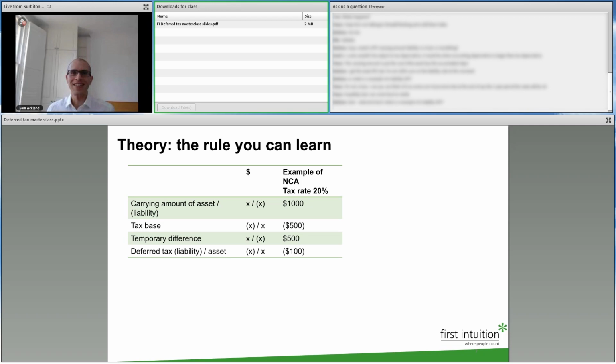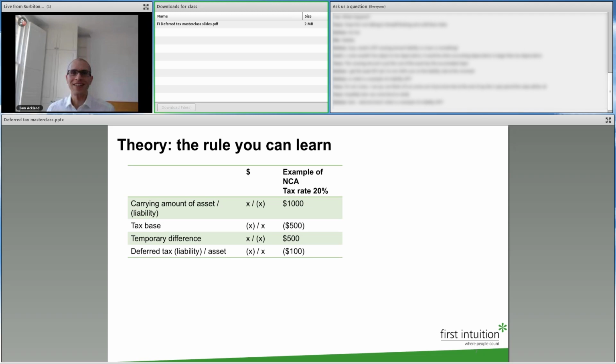Okay, there's also a rule you can learn, and this is in your SBR notes if you're studying for SBR, that essentially if you just plug the figures into this working, you will get to the answer. And we've done that with, let's say, an example of an asset that has a carrying amount of $1,000. We've deducted the tax base from that asset. We get a positive number as our temporary difference. And I change the sign around and times it by the tax rate of 20%. And that essentially means that I have a deferred tax liability here of $100.